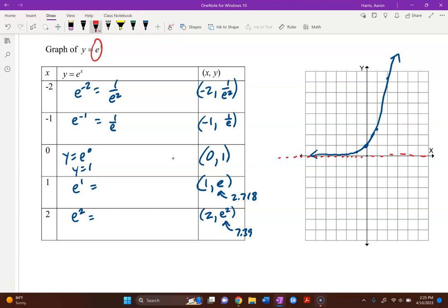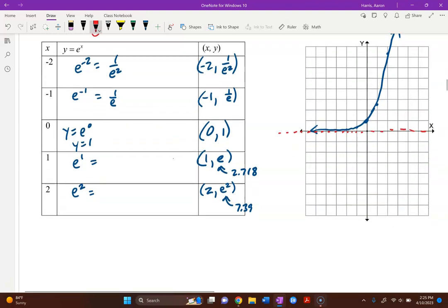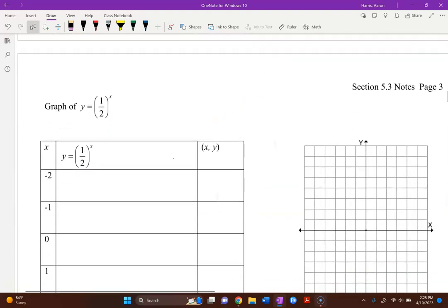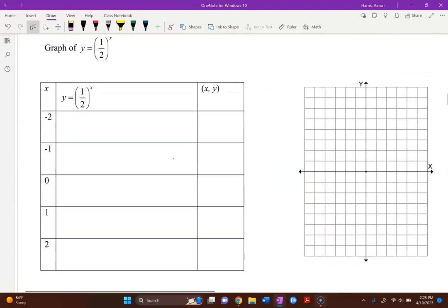So now what if we have a base less than 1? What about 1/2 to the x now? So let's throw some points in. 1/2 to the 0. Anything to the 0 is 1.